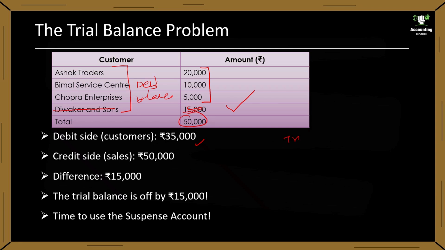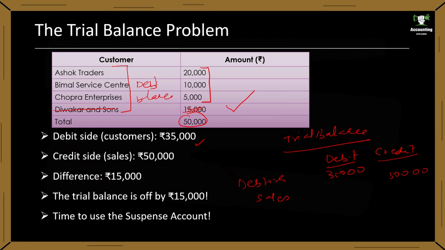Thus, our trial balance will look like this. Debit, credit: your debtors will have 35,000 and your sales will have 50,000. Now you have 50,000 total that you will take on both sides, but this is not correct. There is a difference of 15,000. What will you do? You will open a suspense account and put 15,000 on the debit side. Okay, this is the method.